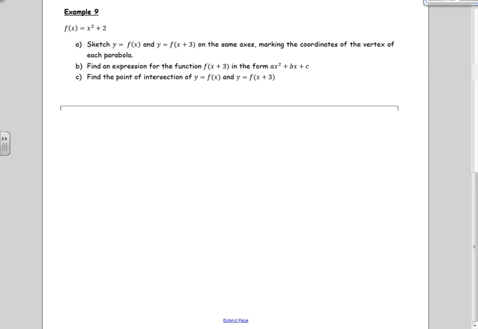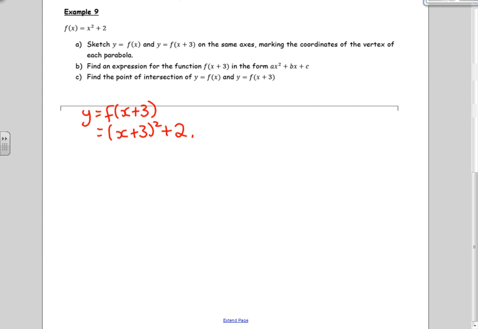C1, Graphs and Transformations of Graphs, example 9. So here we're given f of x equals x squared plus 2, and we're asked to sketch the graph of y equals f of x and y equals f of x plus 3. So of course, y equals f of x plus 3 is the same as x plus 3 squared plus 2.